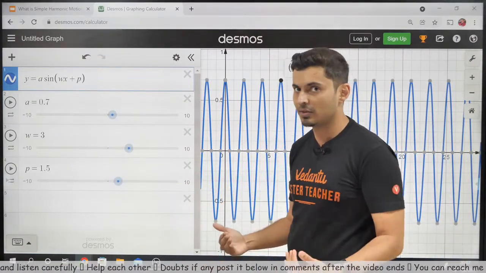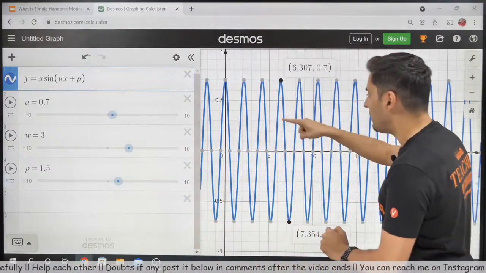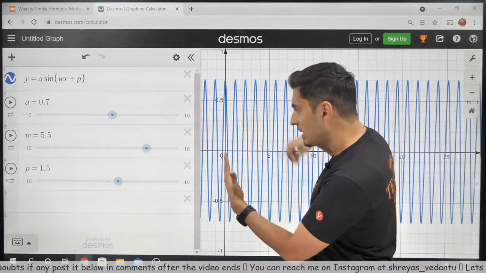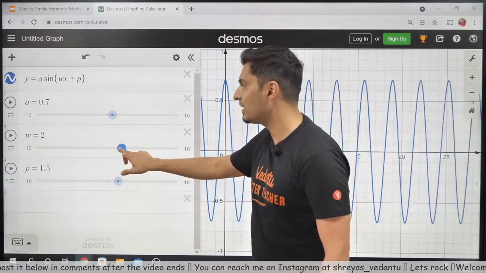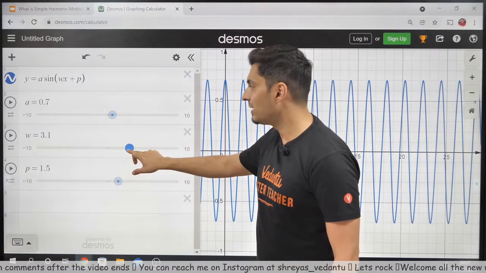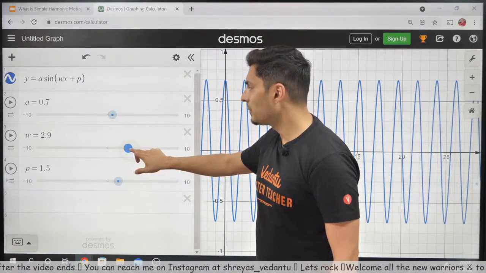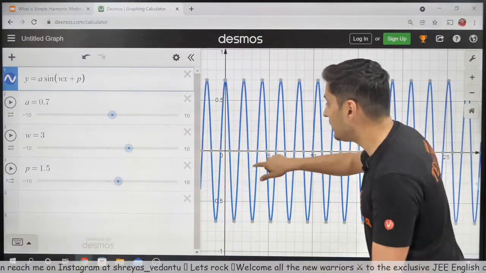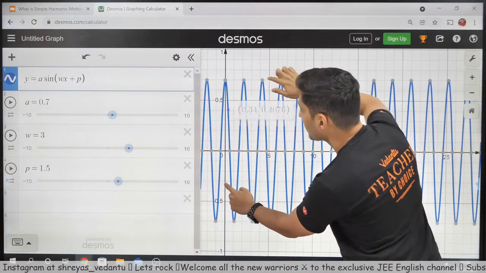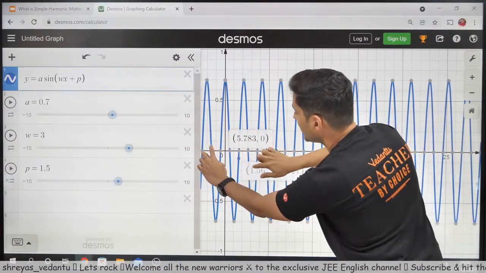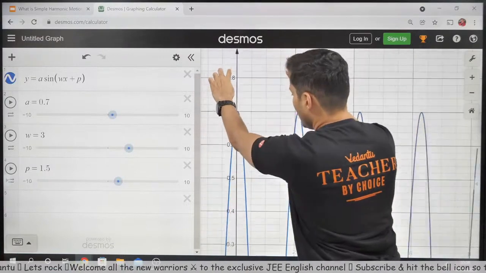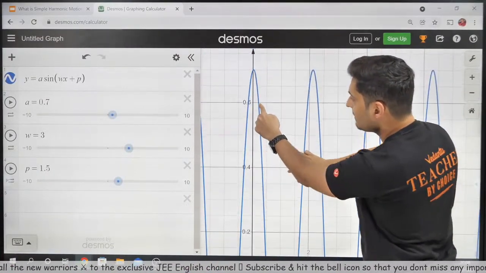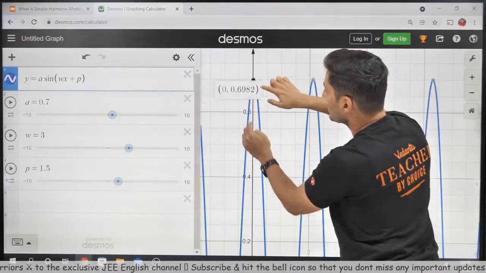Omega is 3 means it is now thrice as fast as a regular sine graph. Usually the sine graph would go up and down like this. Now because you have increased the value of omega, it has become more condensed. It is becoming faster. The frequency has become thrice as fast. So that's what it means when omega is 3. Just because this P is 1.5, you will notice one interesting thing. Look at this graph. When the value of time is 0, see where the graph is? The graph is already at some point.